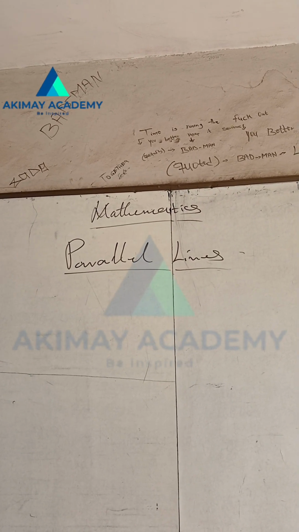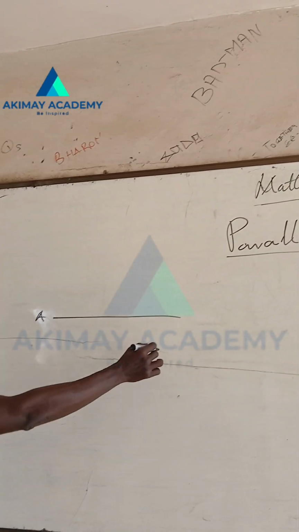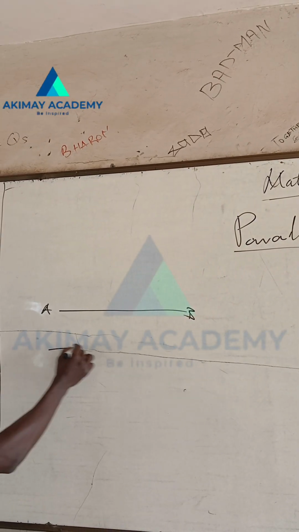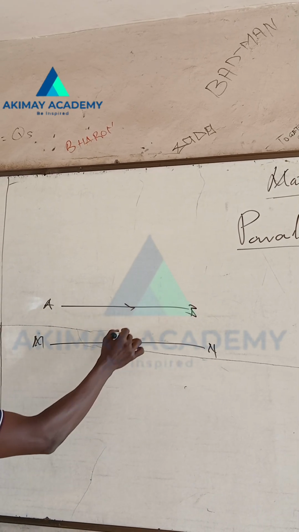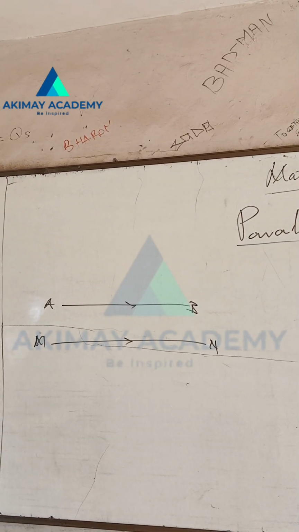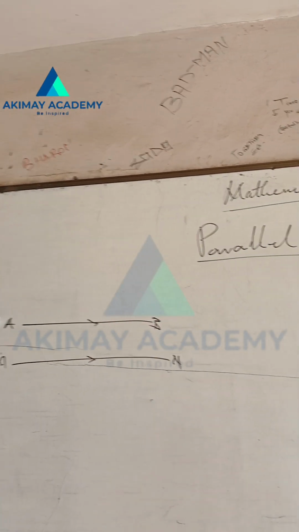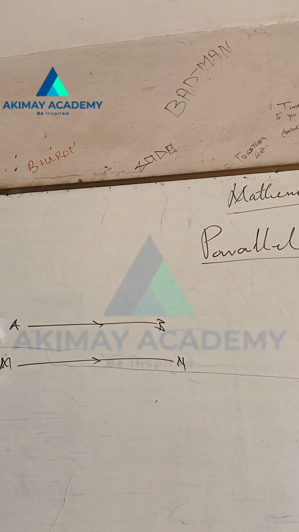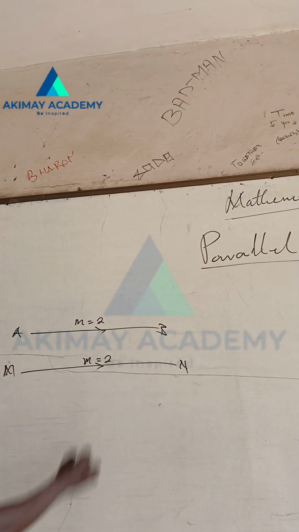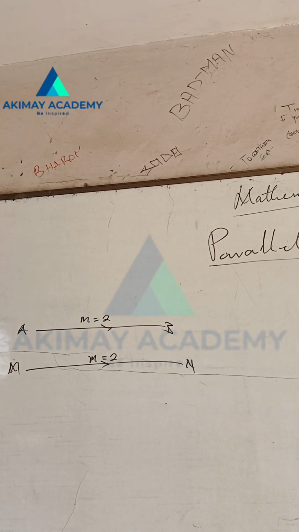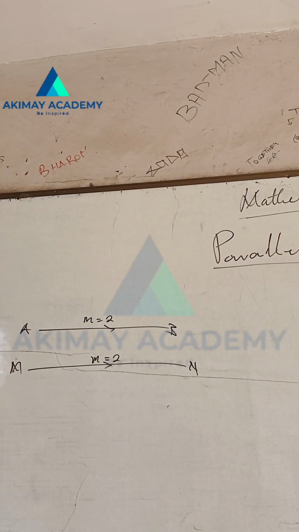So if I have this line AB, and let's say line MN, and we say these two lines are parallel, then we can basically say that their gradients are the same. Meaning that if the gradient over here is equal to 2, then automatically this side is also equal to 2. So if the lines are parallel, then their gradients are the same.